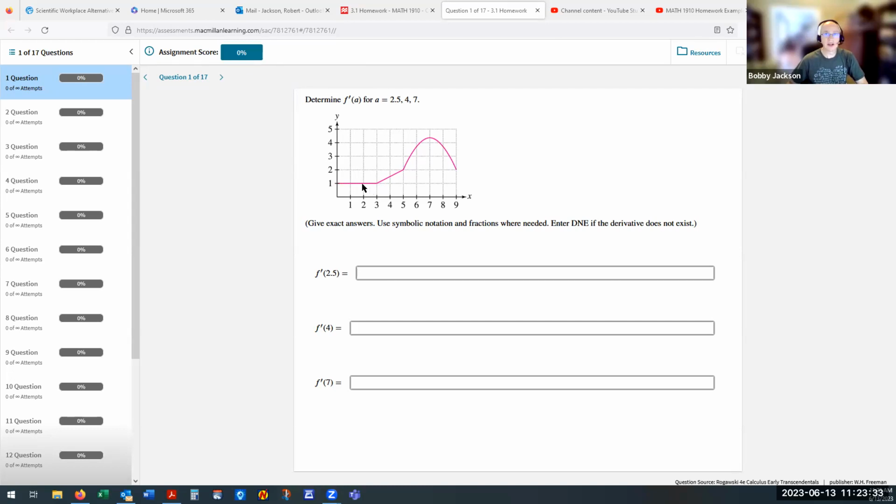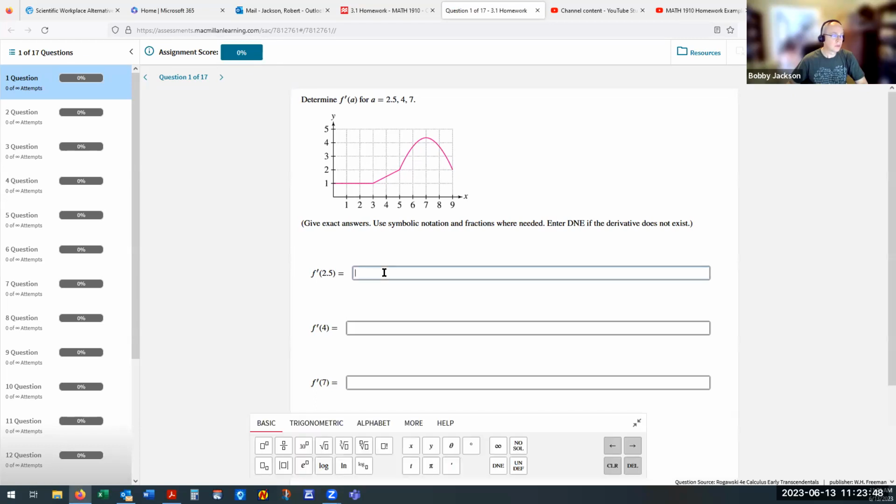So the tangent line in this case would coincide with this horizontal line, and therefore the slope at 2.5 is going to be 0. In fact, the slope anywhere between 0 and 3 would be 0. At 4, what's happening at 4? Notice the graph has a line that is not horizontal.